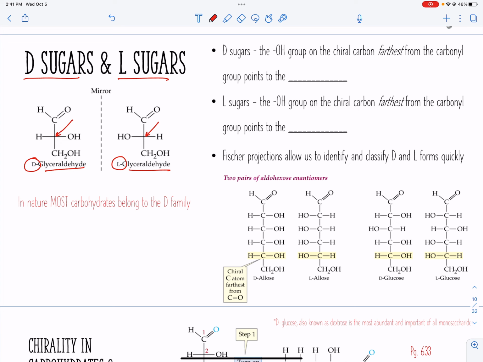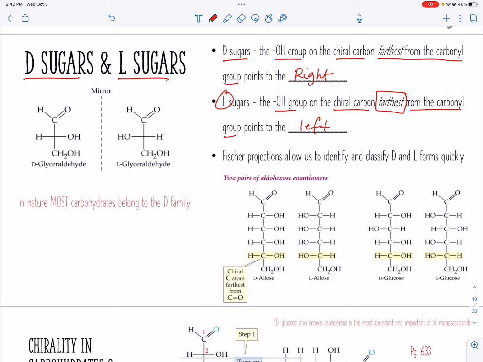And I want to fill in these blanks here. So a D sugar, what is the difference between D and L? On a D sugar, the OH group on the chiral carbon farthest from the carbonyl group points to the right. And then on the L sugar, the OH group on the chiral carbon farthest from the carbonyl group points to the left. So that's kind of nice because L, and obviously left starts with L. So right here in nature, most carbohydrates are D carbohydrates, the ones we eat, the ones we process, not L carbohydrates.